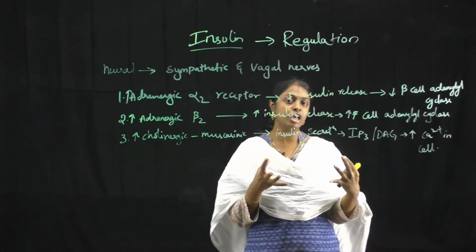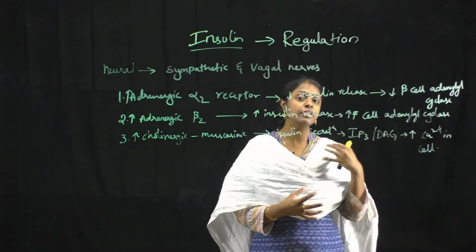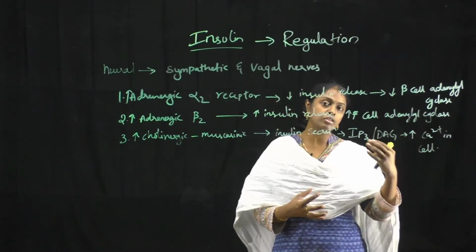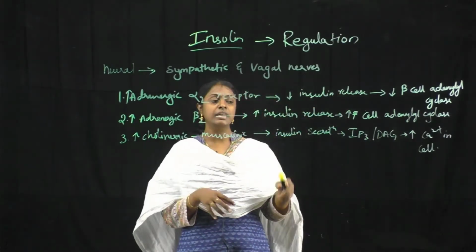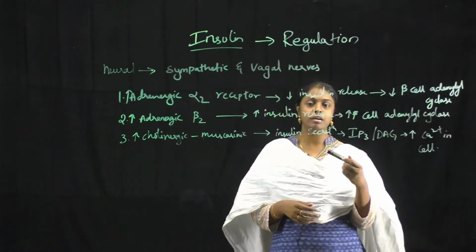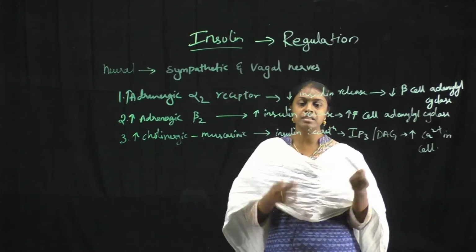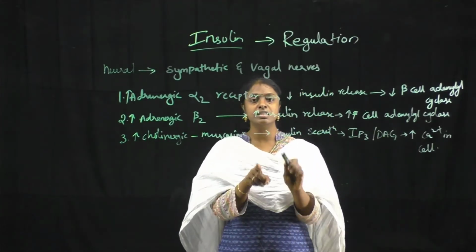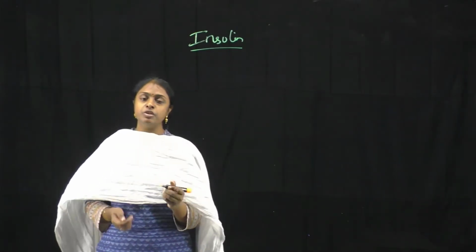When calcium channels get stimulated, calcium ions will influx. When calcium ions are coming into the cell, it will secrete insulin. Okay, calcium ions are entering these beta cells, and then it will increase insulin secretion. So now let's see the actions of this insulin.